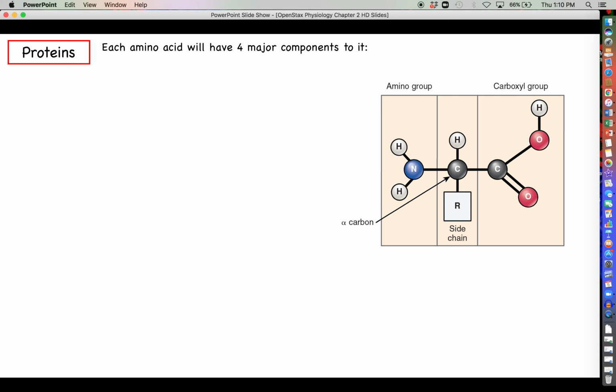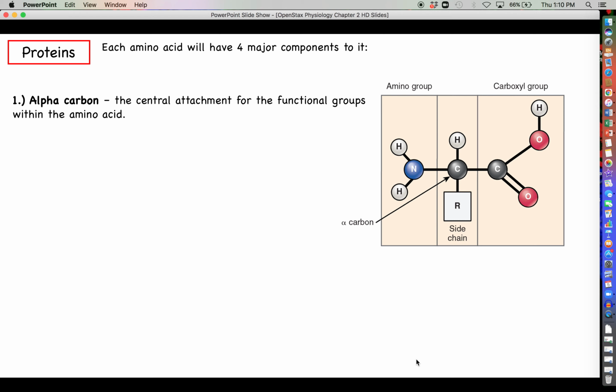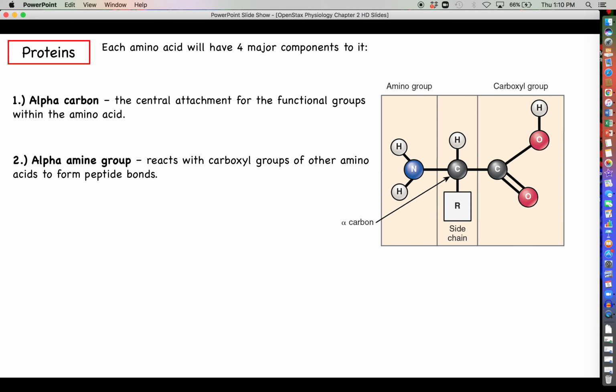All right, so let's consider one individual amino acid. A single amino acid is going to have four major components. Number one, it has what is called the alpha carbon. This is basically the center or nucleus of the amino acid. It's the central attachment point for all the functional groups that are going to make up that amino acid and make it what it is.